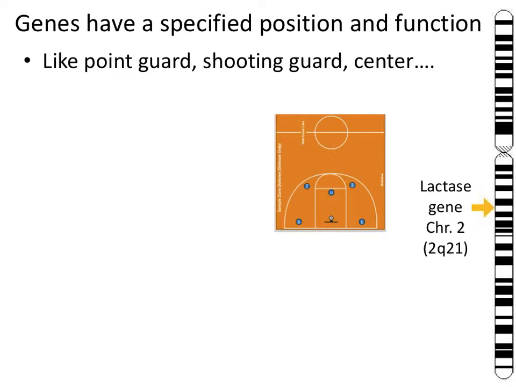So genes are kind of like positions for basketball. Center, power forward, small forward, shooting guard, and someone like Magic Johnson, who's the, what is that called? Come on. Yeah, exactly.